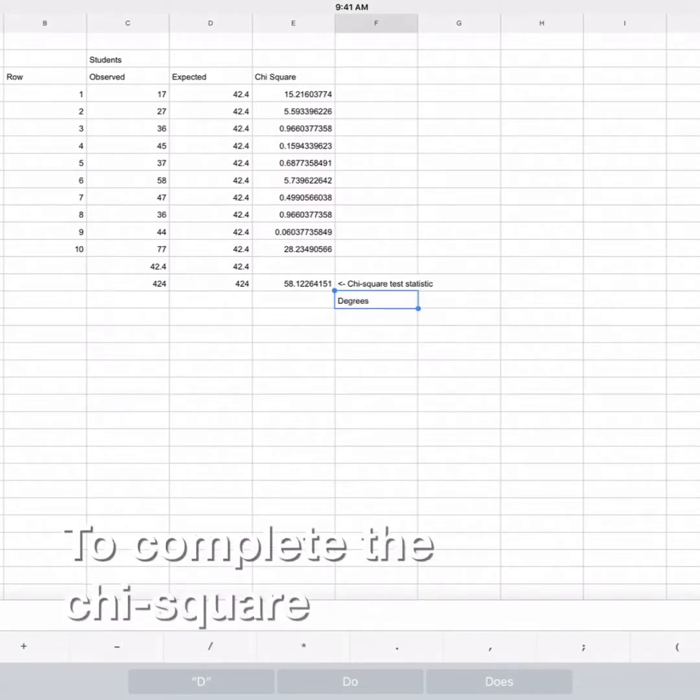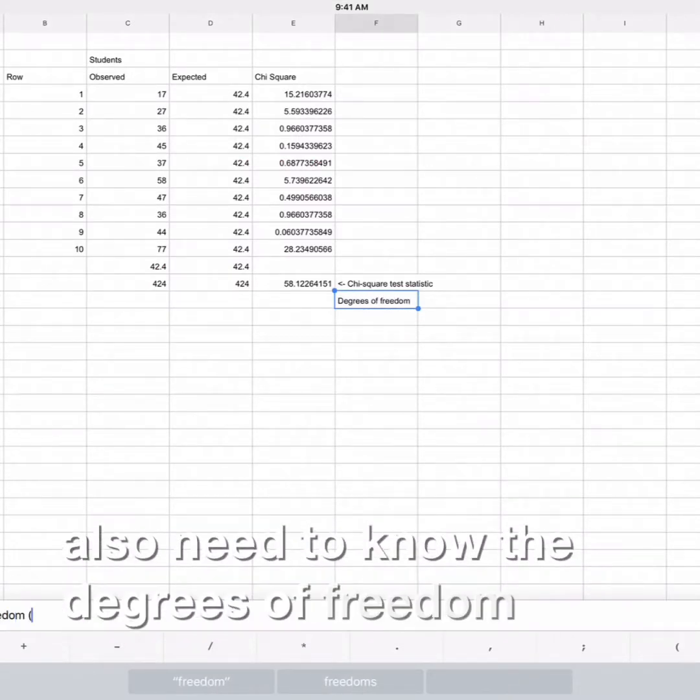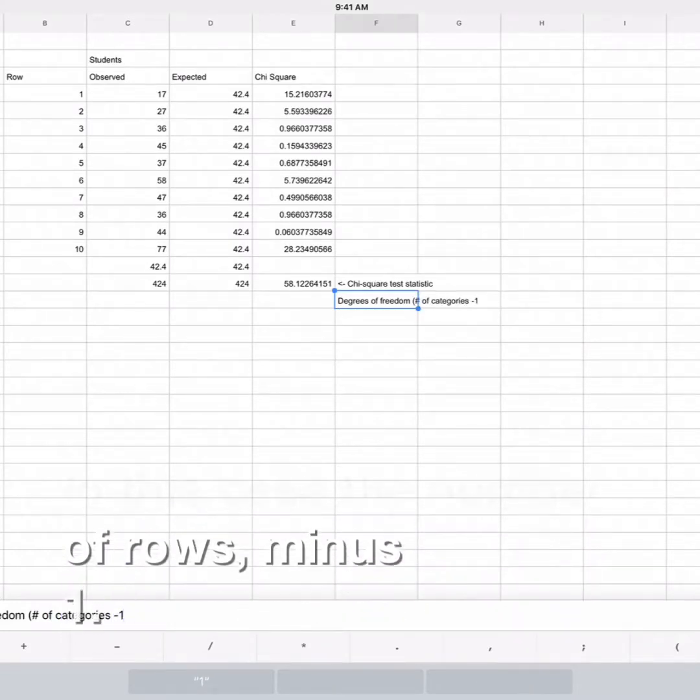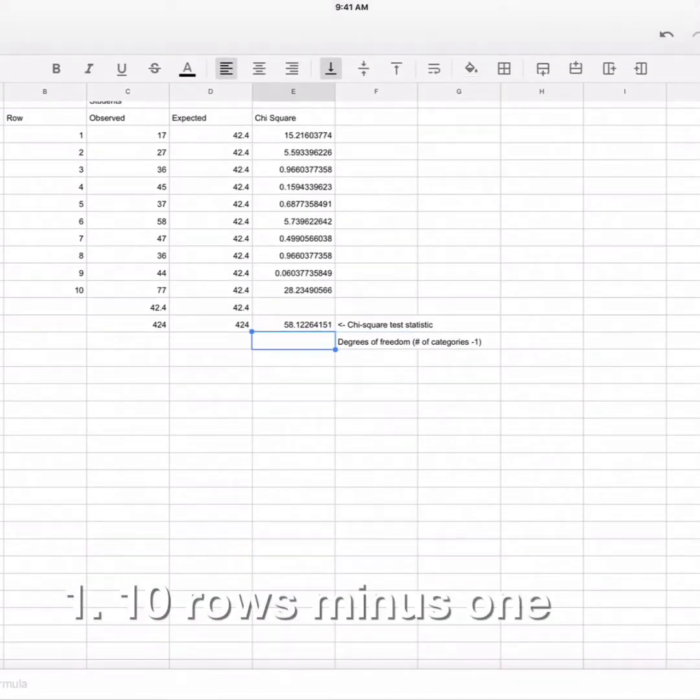To complete the chi-square analysis, we also need to know the degrees of freedom, which is the number of categories, in this case the number of rows, minus 1. So we have 10 rows, minus 1 is 9.